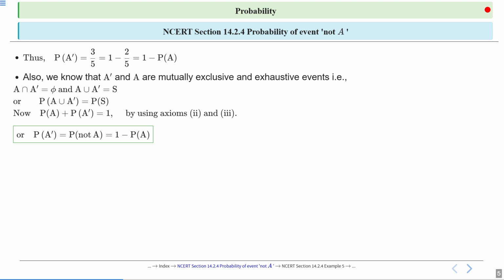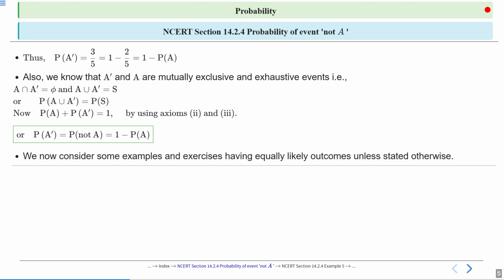Or we can write probability of A complement, which is probability of not A, is equal to 1 minus probability of A. So we constructed this formula: probability of A complement is equal to 1 minus probability of A. Note this formula. This is a very important formula. We will use this formula to solve many problems.